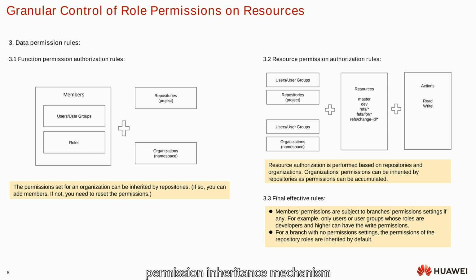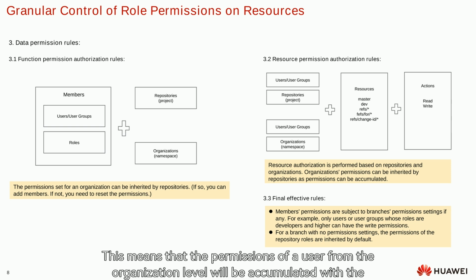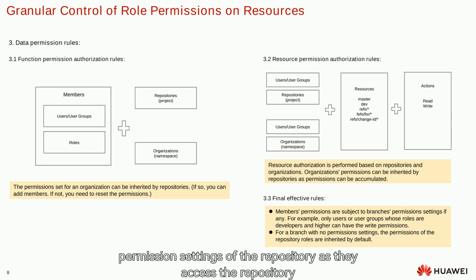Third, permission inheritance mechanism. Organization-level permissions can be passed down to repositories. This means that the permissions of a user from the organization level will be accumulated with the permission settings of the repository as they access the repository.